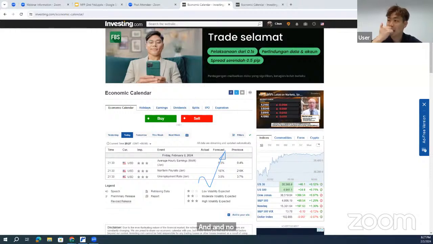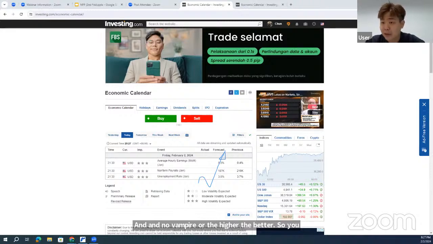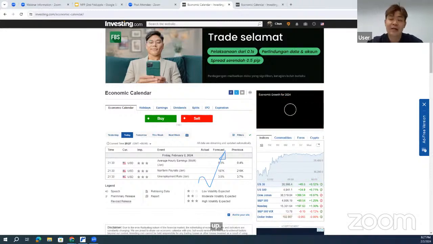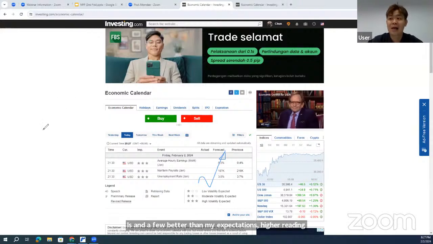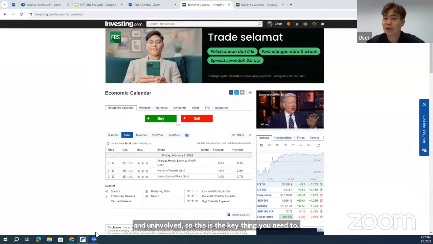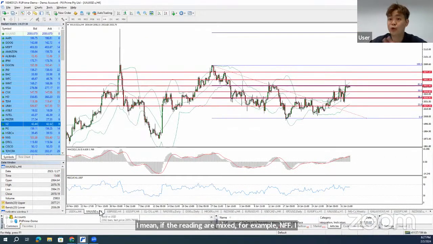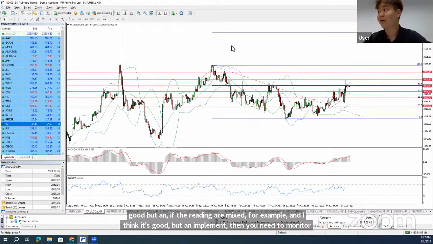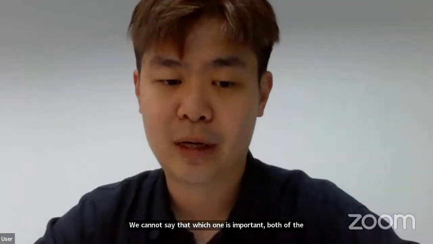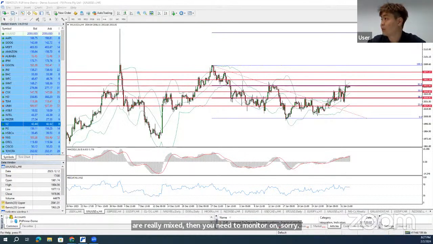So you don't confuse. Things that can support the dollar to go up are NFP better than market expectations, a higher reading, and the unemployment rate providing a lower reading. So this is a key thing you need to eye on. If the readings are mixed, for example, NFP is good but unemployment rate is bad, then you need to monitor the charts. We cannot say which one is more important. Both of the data are important. After these two data releases, if they are really mixed, then you need to continue monitoring the zone around here, to see whether it will break above 2055 or 2045.